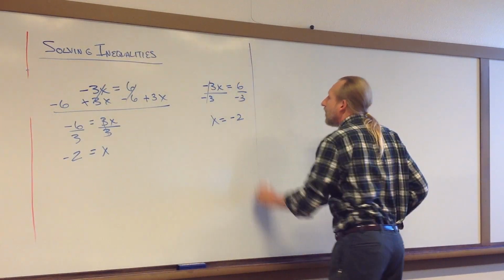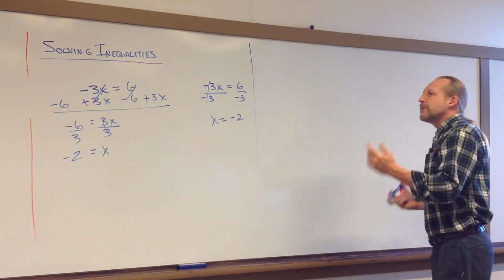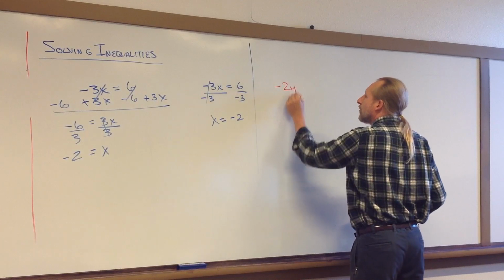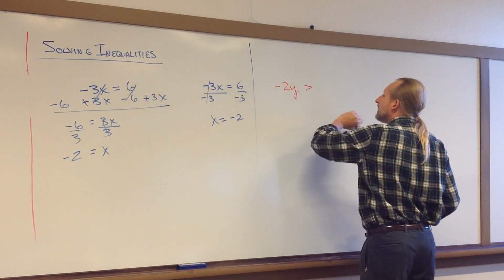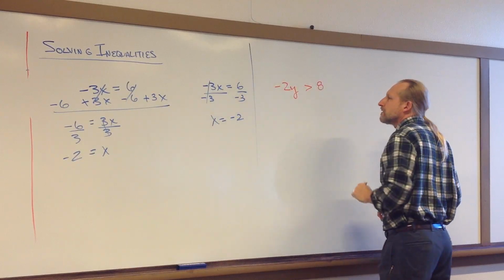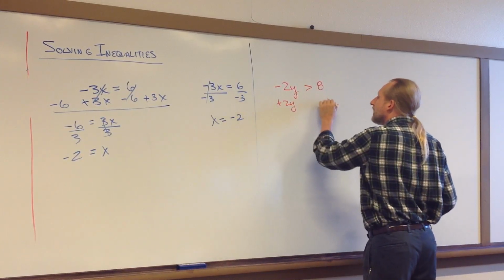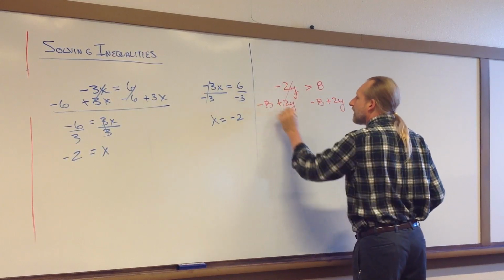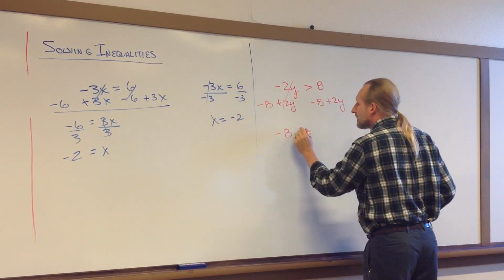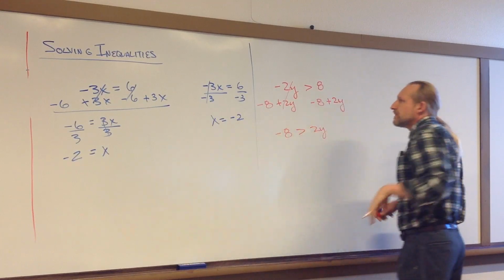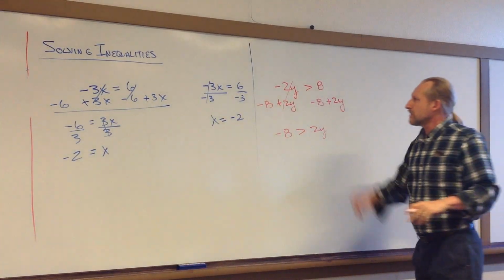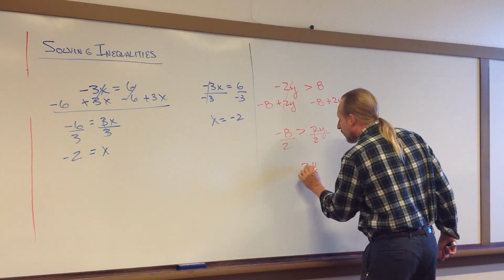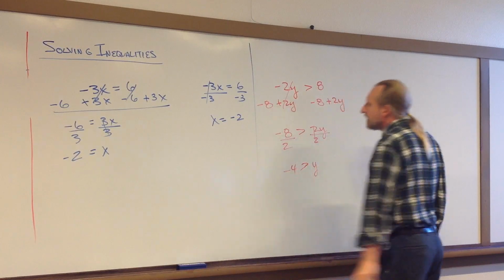Okay, now, what if we do this with an inequality? What if we say negative 2y greater than 8? Okay, let's solve it the first way. Add the 2y over here. Subtract the 8. Now notice that this doesn't change. We haven't done anything that's going to make this thing change. Now we divide on both sides by 2. We get y is less than negative 4.